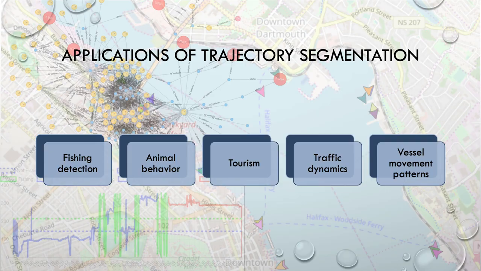Trajectory segmentation is a preprocessing approach that can be used in a variety of applications. It can be applied to detect phishing or non-phishing activities. It can be used to detect animal migration and behavior analysis. In tourism, it can help identify points of interest and visit patterns.